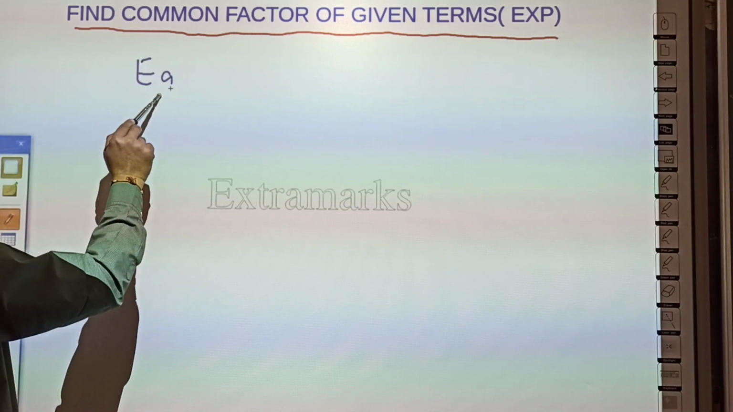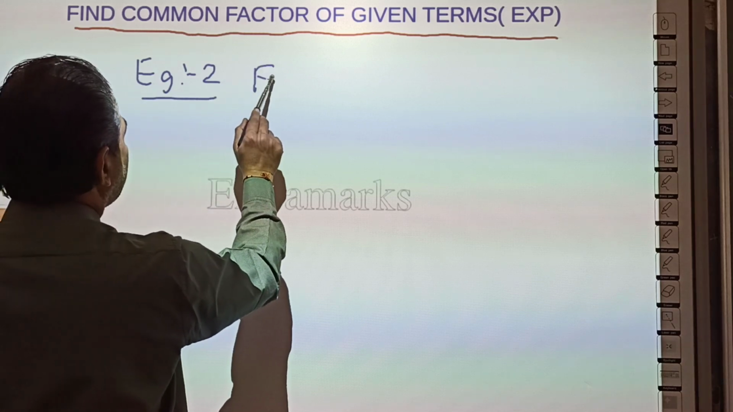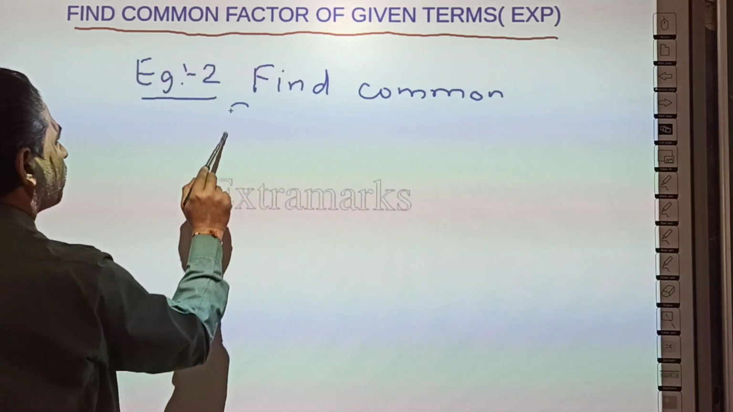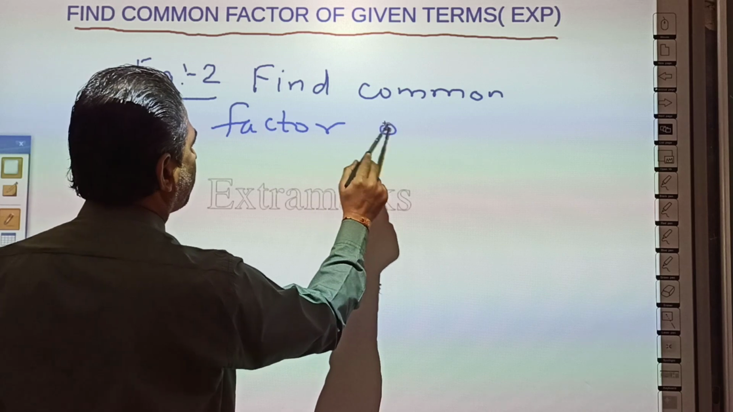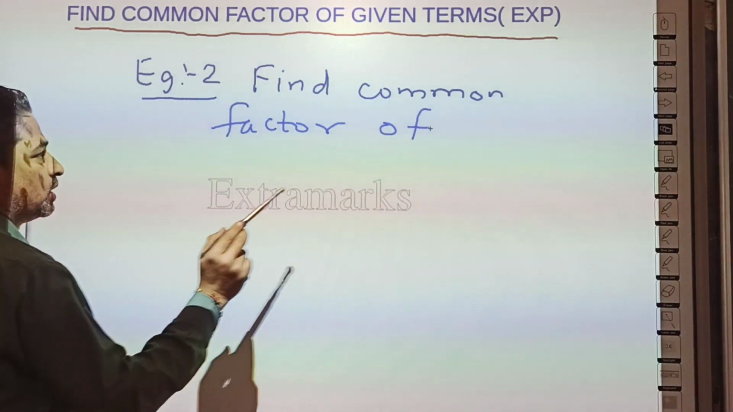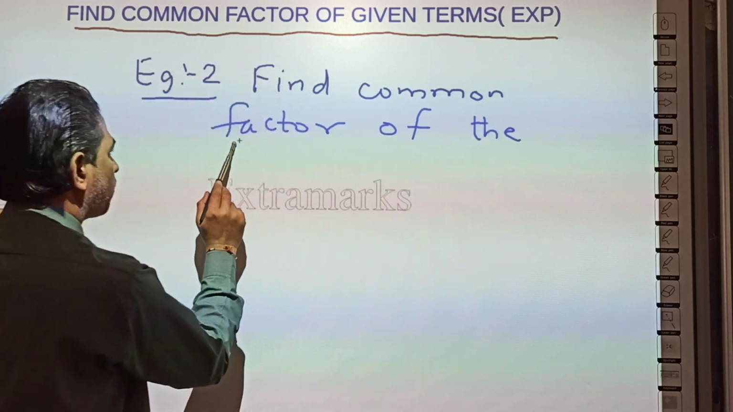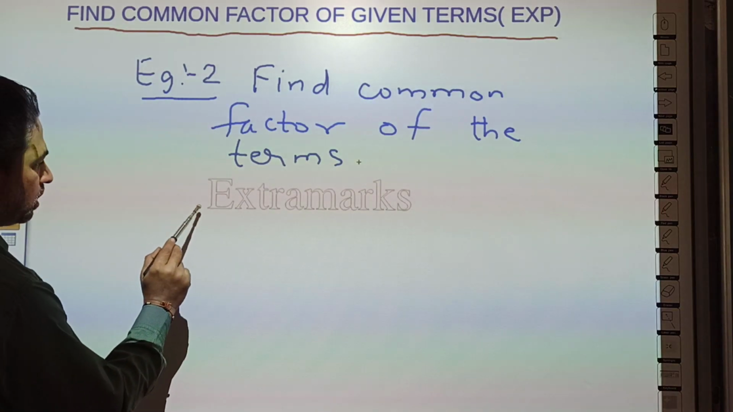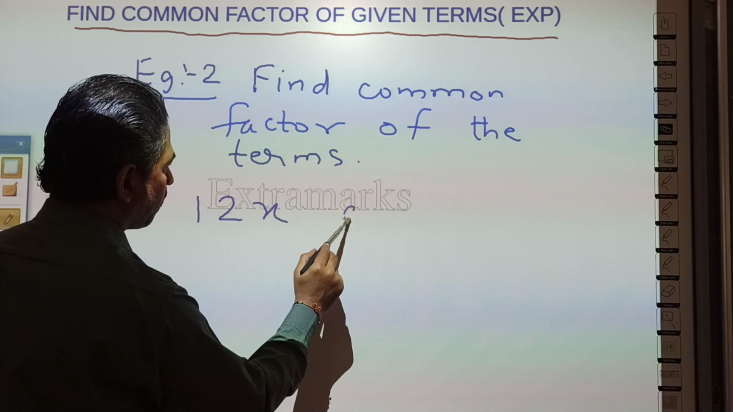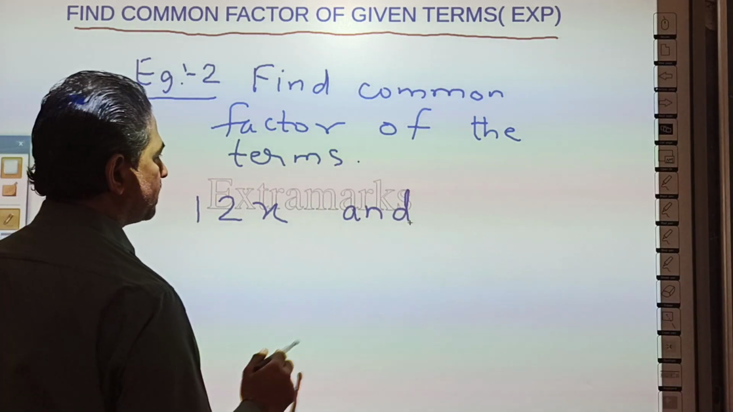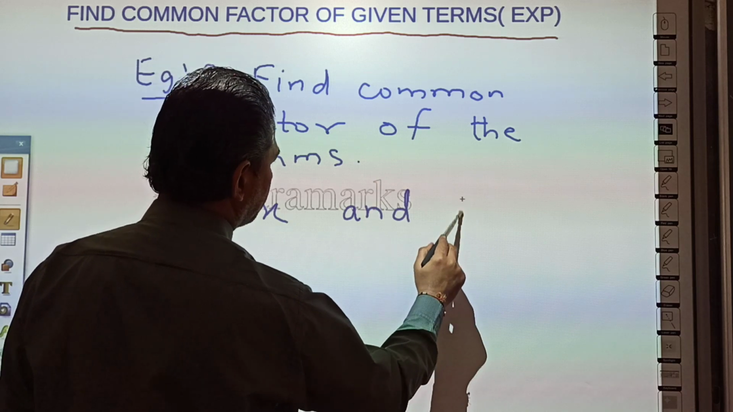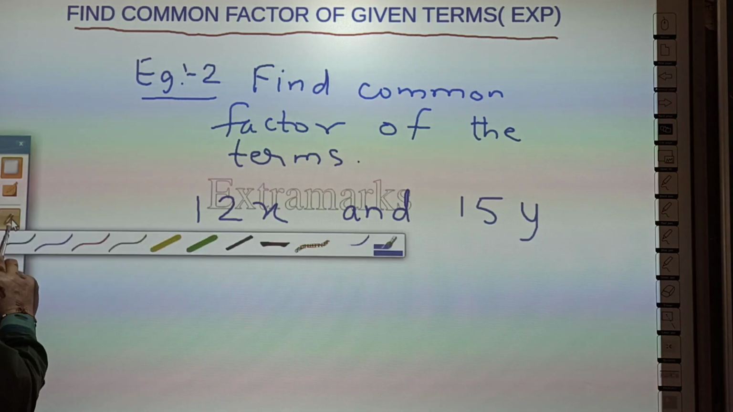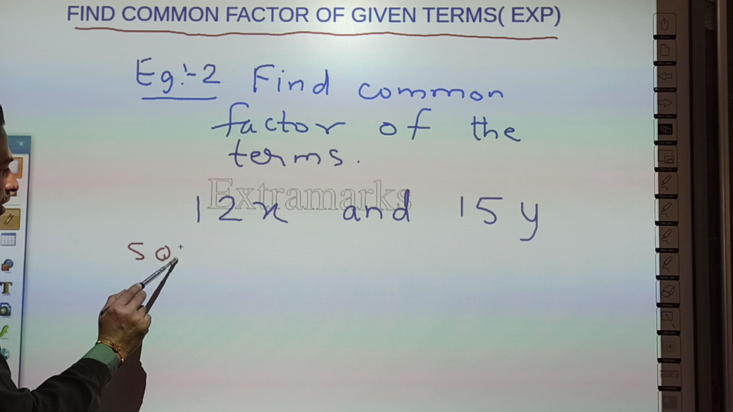Example number 2 now. Question is find common factor of the terms 12x and 15y. 12x and 15y. Let's see the solution here.